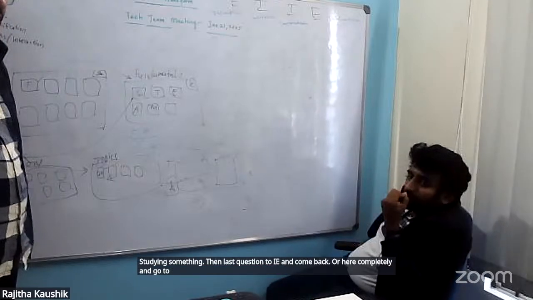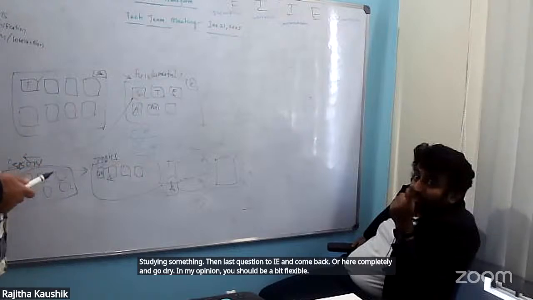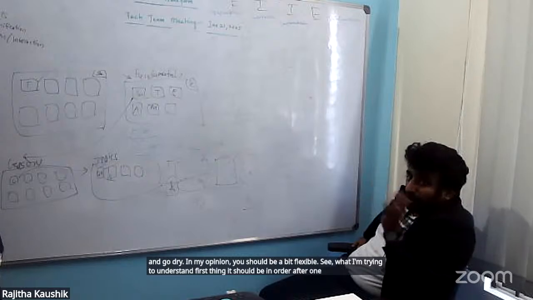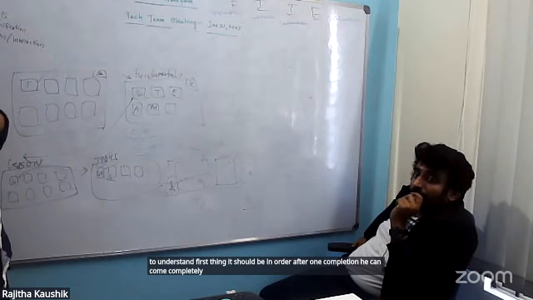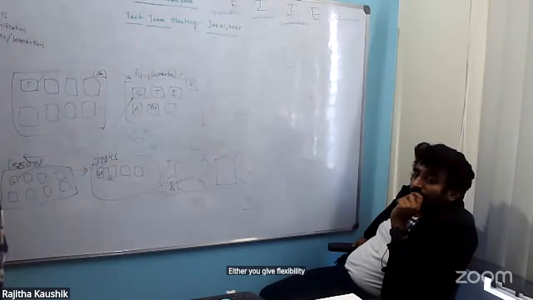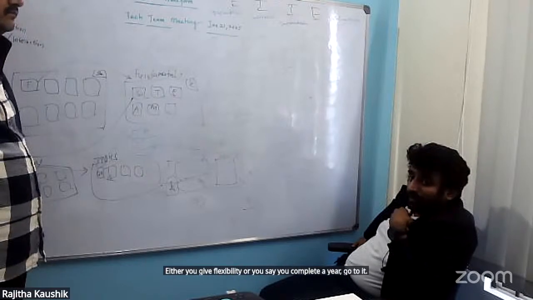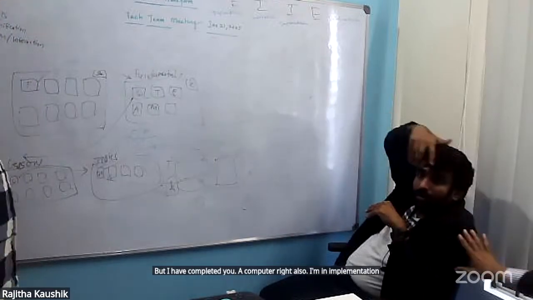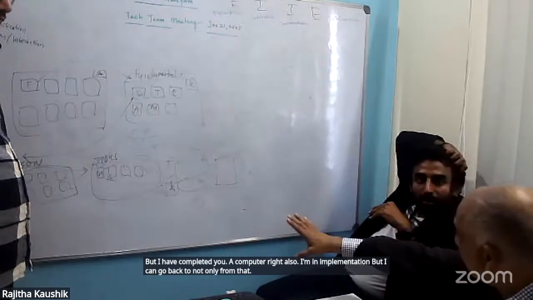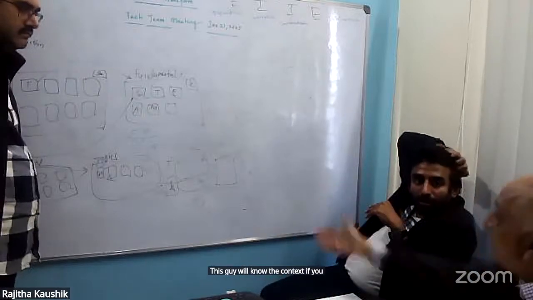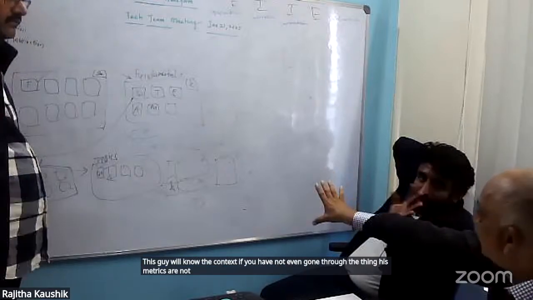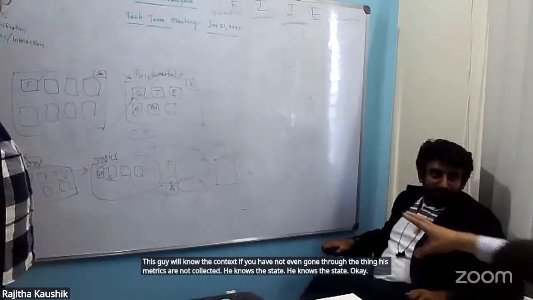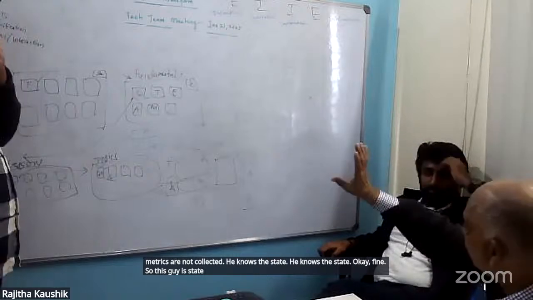In my opinion, it should be flexible. What I'm trying to explain is, starting first, it should be in order. After one completion, he can come in between. Either you give flexibility or you say no, you complete E and go to I. But I have completed E, I've completed I also, I am in implementation, but I can go back to E. Don't worry about that. This guy will know the context. If you have not even gone through the thing, his metrics are not collected. So he knows the state. He is remembering the state of the current.